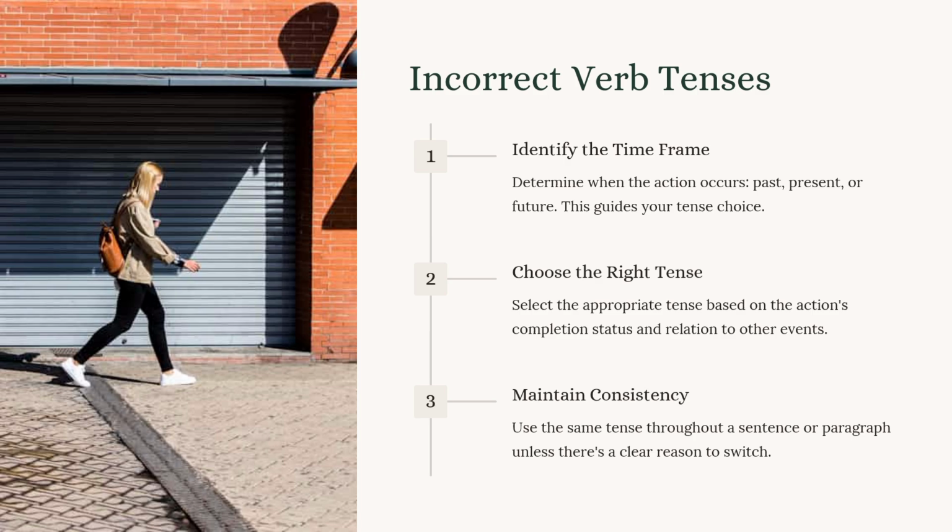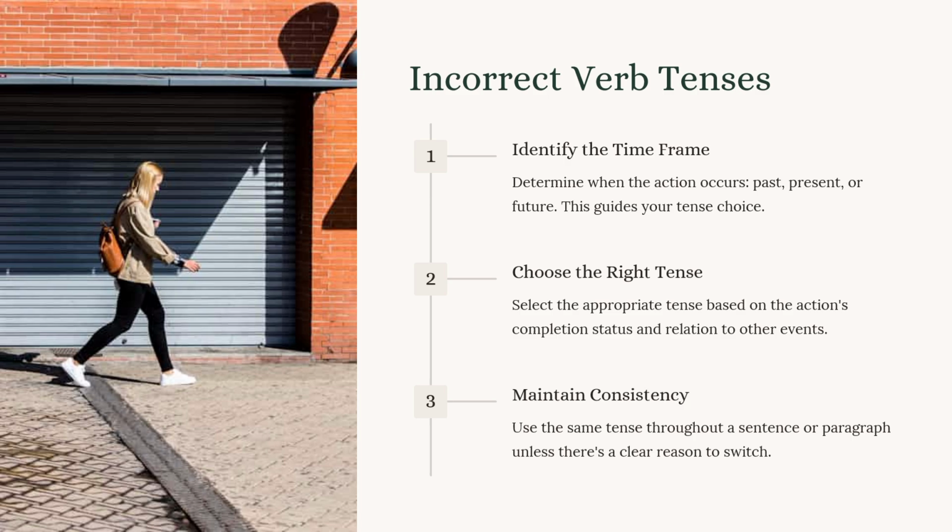The second tip is learn the function of each tense. Each tense serves a specific purpose. For example, the present tense is used for actions happening now, while the past tense describes completed actions. Understanding these purposes helps you choose the correct tense in your sentence. So let's practice another example. "I am walking to the park yesterday" is the incorrect way of saying it. The correct way of saying it is "I walked to the park yesterday."